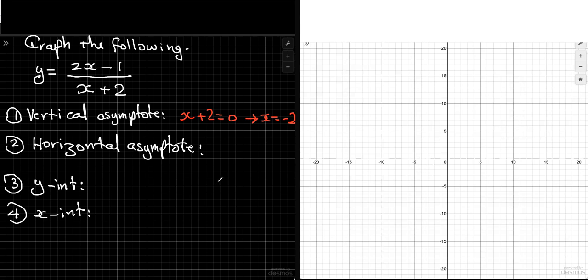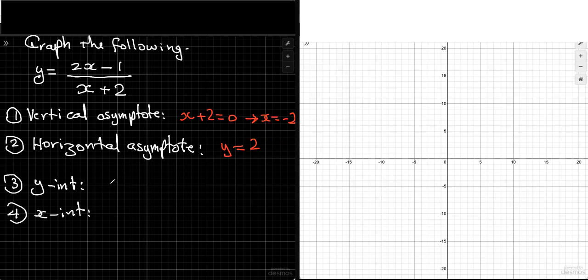Now, how about the horizontal asymptote? The horizontal asymptote, always if the degrees are the same on top, on the bottom, like here is x to the 1 and x to the 1. If the degrees are the same on top, on the bottom, then you look at the coefficient of the top x and the coefficient of the bottom x, which is 2 over 1, and therefore your horizontal asymptote will be y equals 2 over 1 or 2. Okay, so you take both coefficients and divide them by one another, the top divided by the bottom.